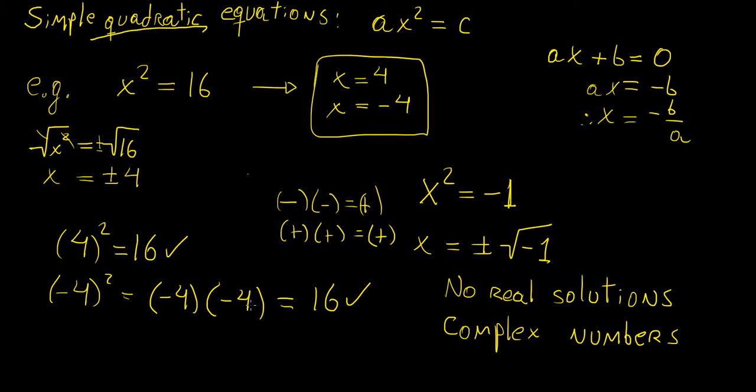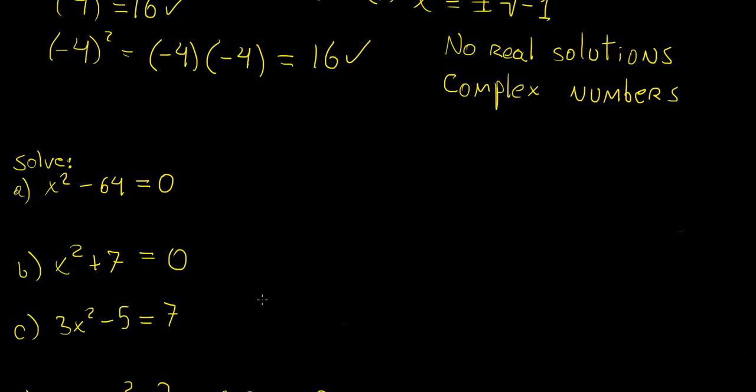So now let's do some examples just to find out how to solve this. We're given an equation x squared minus 64 equals 0. Now, the first thing that comes to mind here is that we can simply add 64 to both sides. So we can have x squared equals 64. And then we can take the square root of both sides. So that becomes x equals plus or minus the square root of 64.